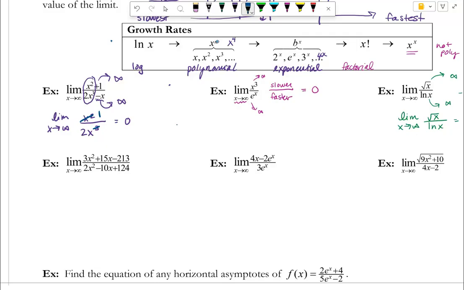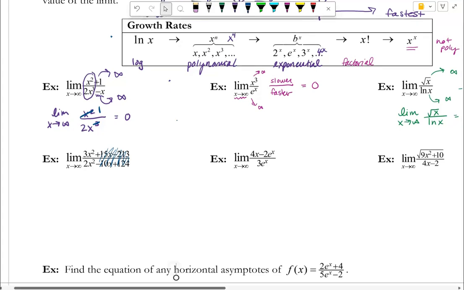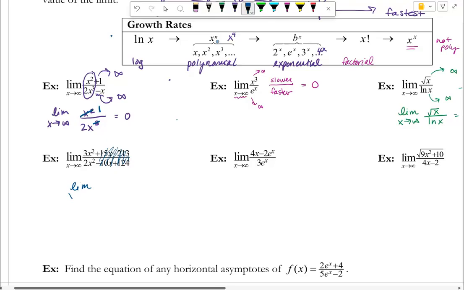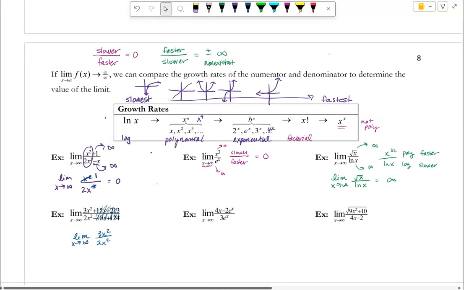So as we look at this function, we really don't need to consider these more slow growing pieces of the numerator and the denominator. We really just want to look at our leading terms. And so we could just consider the limit as x approaches infinity of 3x squared over 2x squared. And these are both quadratic. They're both polynomial and they're both quadratic. So this is an example of when the numerator and the denominator are growing at the same rate. So we don't have one that's faster than the other.